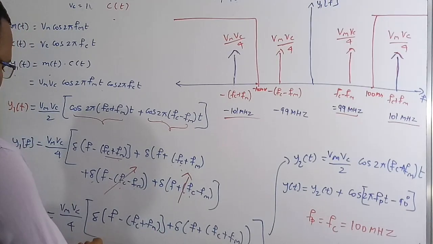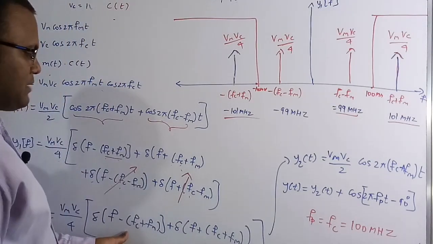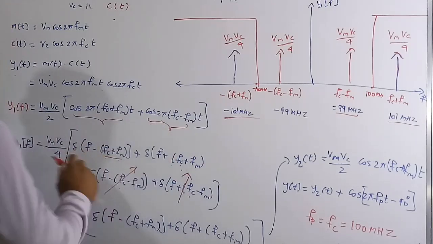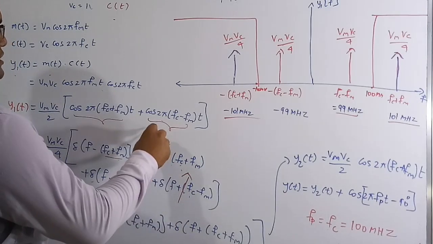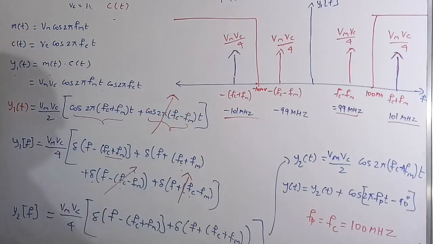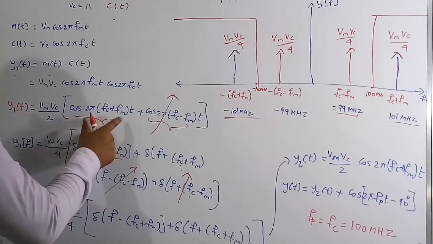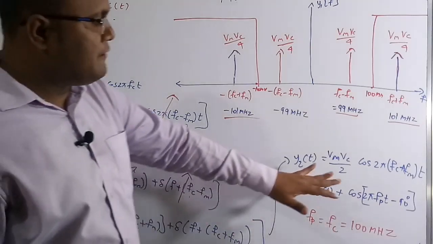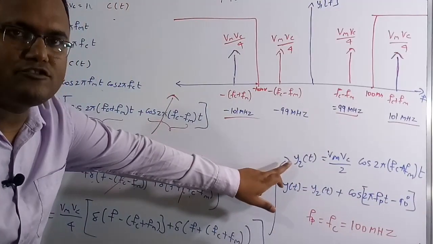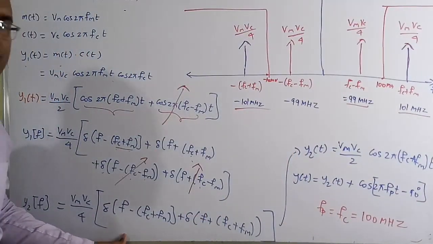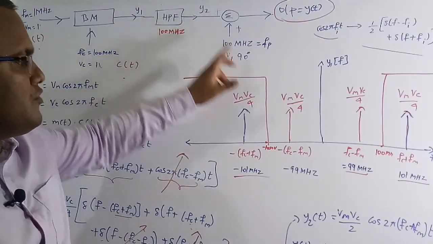Now you are converting from y2 of F again to y2 of t, using the inverse Fourier transform. Simply remove this term, because Fc minus Fm we are not going to get. Therefore the term we finally get is Vm Vc by 2 cos 2 pi (Fc plus Fm) t. Only this term is present in y2 of t, so this is the output of the high pass filter, y2 of t.